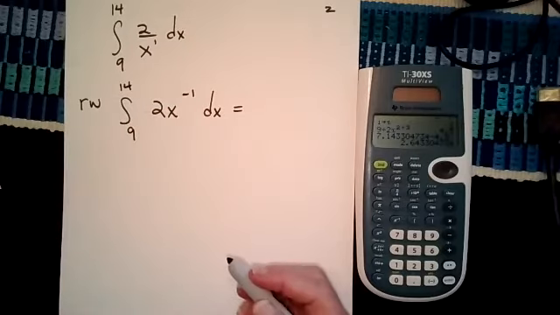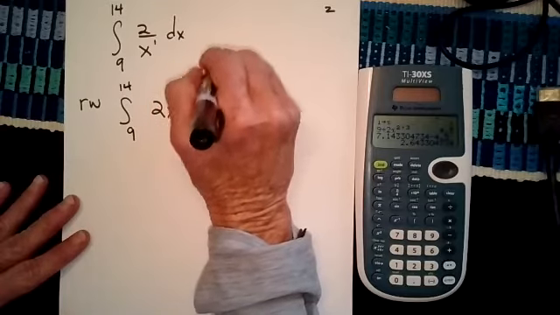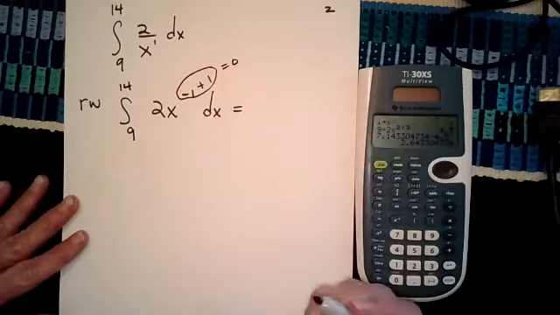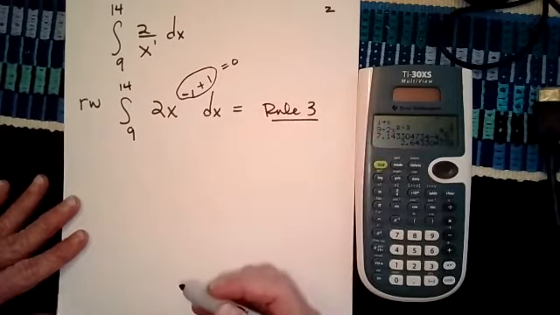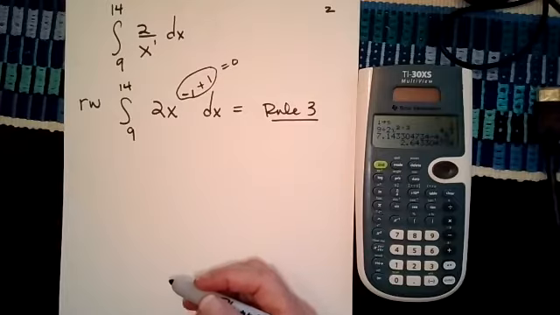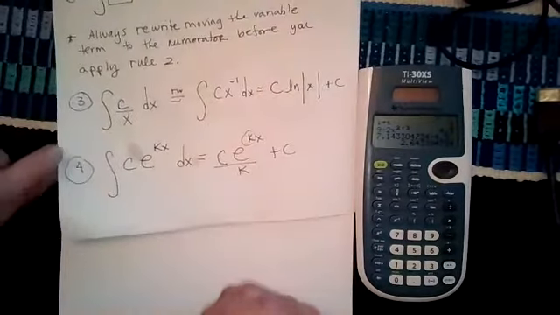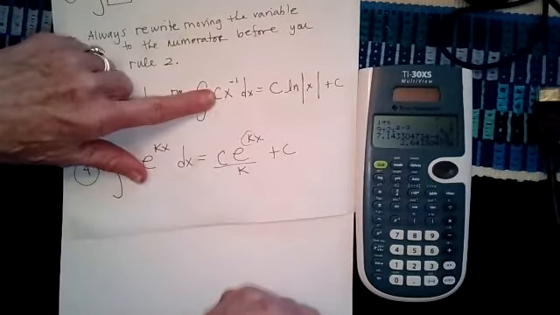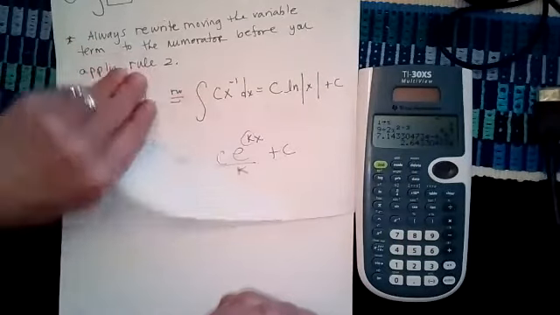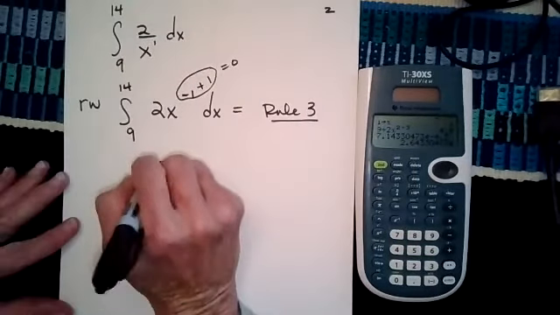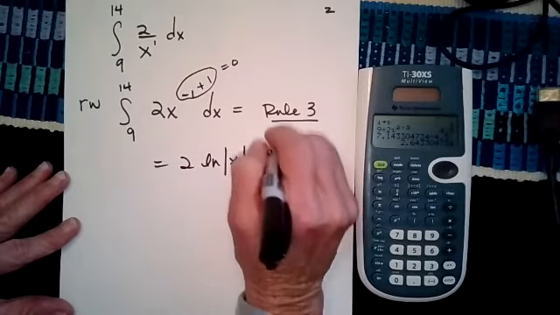And so I don't really think about what I'm doing. I always just try to add 1 to the exponent, and when I do that, I get that 0, and I know I can't divide by 0, so that tells me I have to use rule 3, okay, my LN rule, rule 3, because you still have your rules. I posted them on Blackboard. When you have the exponent -1, you bring your constant over and call it the LN of your variable term. So that's going to be 2 ln of the absolute value of x from 9 to 14.